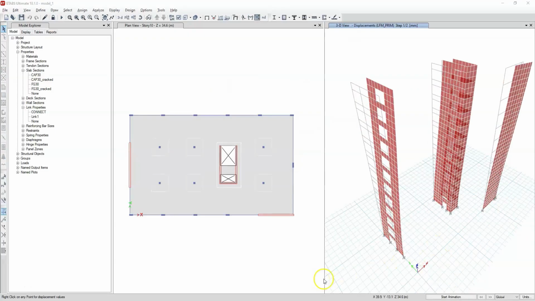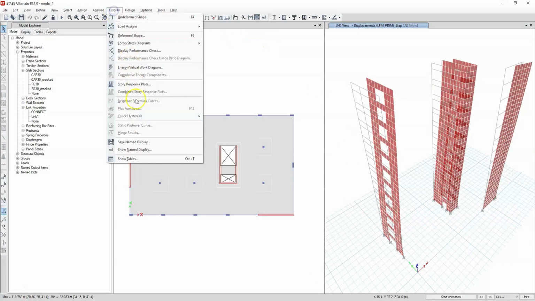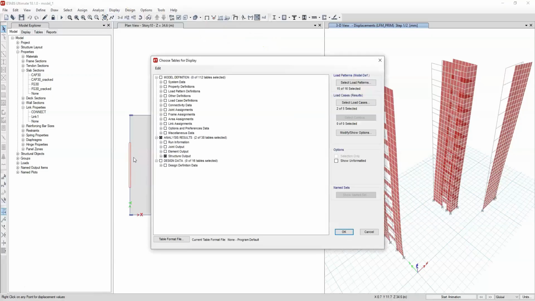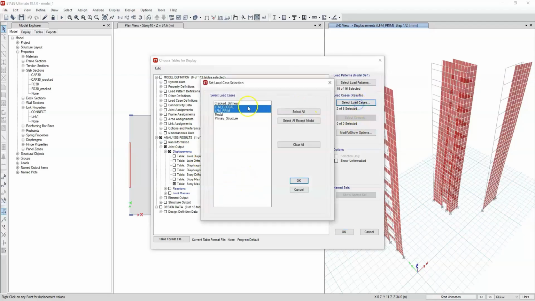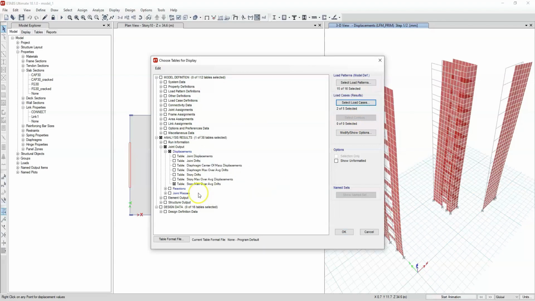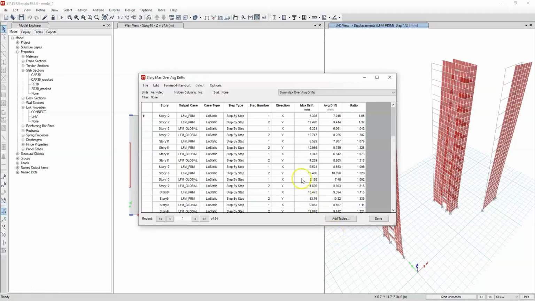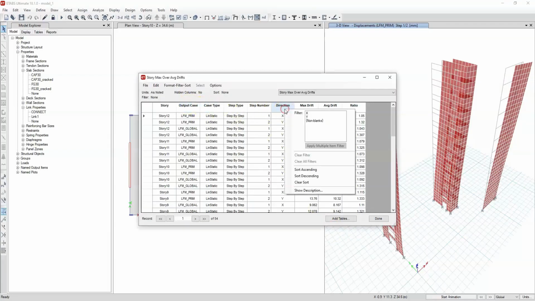The analysis is complete. We will access our table under displacements, specifically the story max over average drifts. This is the last table. We select the relevant load cases, the seismic load on the primary structure and on the global structure. We expect to see not just a single drift per floor, but maximum and average values, and we will have to decide which ones to use.